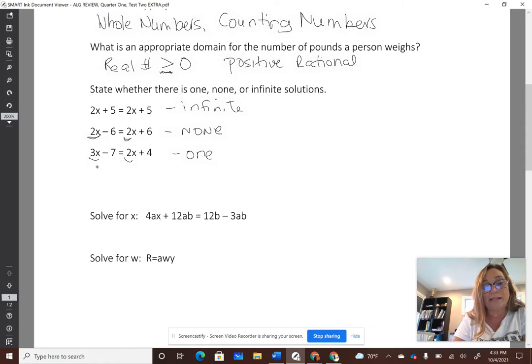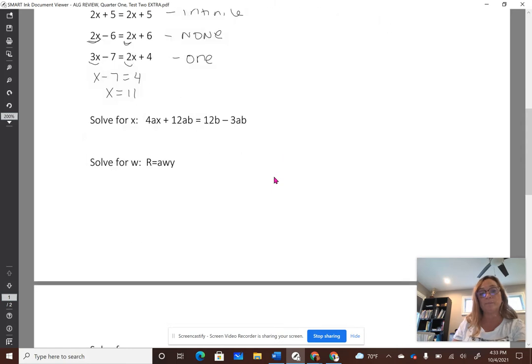So, like if I subtracted 2x from each side, that would give me x minus 7 equals 4. And then add 7, I get x equals 11. So that would be one solution. So 11 is the only number that makes it true. Every other number or all other numbers would make it false, therefore not being a solution.